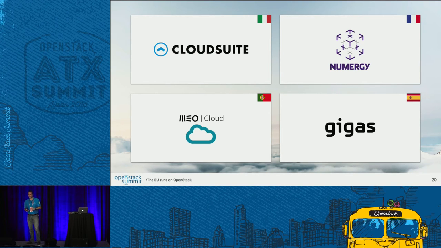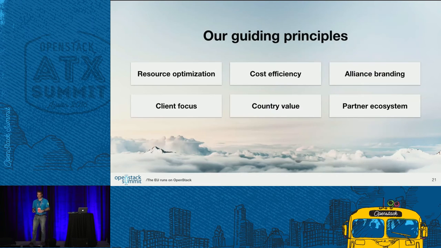So we built this team and we started to build our answers to the RFP. Our guiding principles were these: we are not big, we are small. So we decided the number could be a viable option to answer to the size. Resource optimization, because the more we are, the more we can share capacity, so reducing cost for everybody.